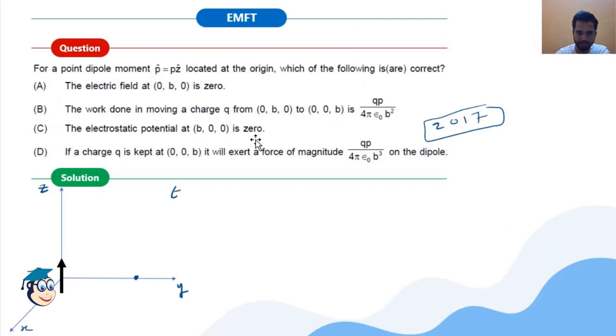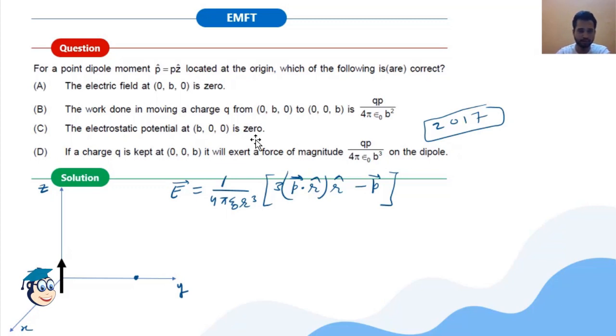First of all, I will write the electric field E as 1 over 4 pi epsilon naught r cube, and in bracket 3 times P dot r cap times r cap minus P vector. Okay, so this is the electric field in general notation.